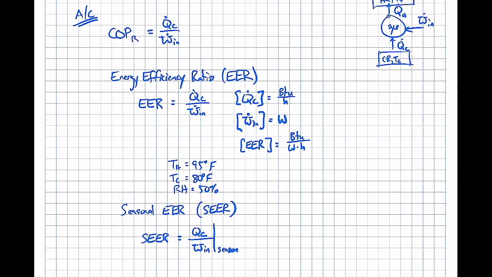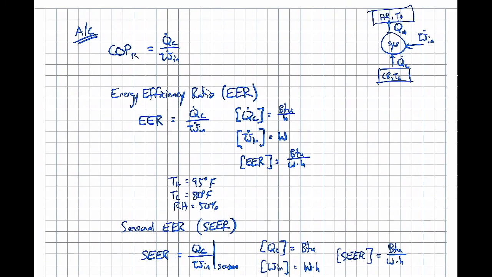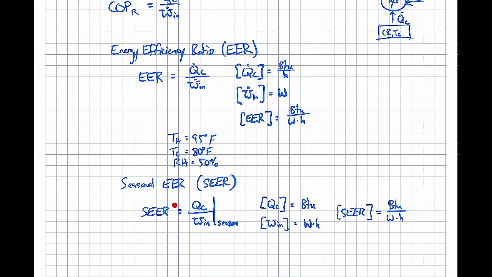And again, the units are this kind of weird mix of units. So the QC would be BTUs, and the W would be watt hours. So that in the end, the SEER units look the same as the EER units. It'd be BTUs per watt hour. It's a weird mix of units. The larger the SEER value, the more efficient your air conditioning unit is.